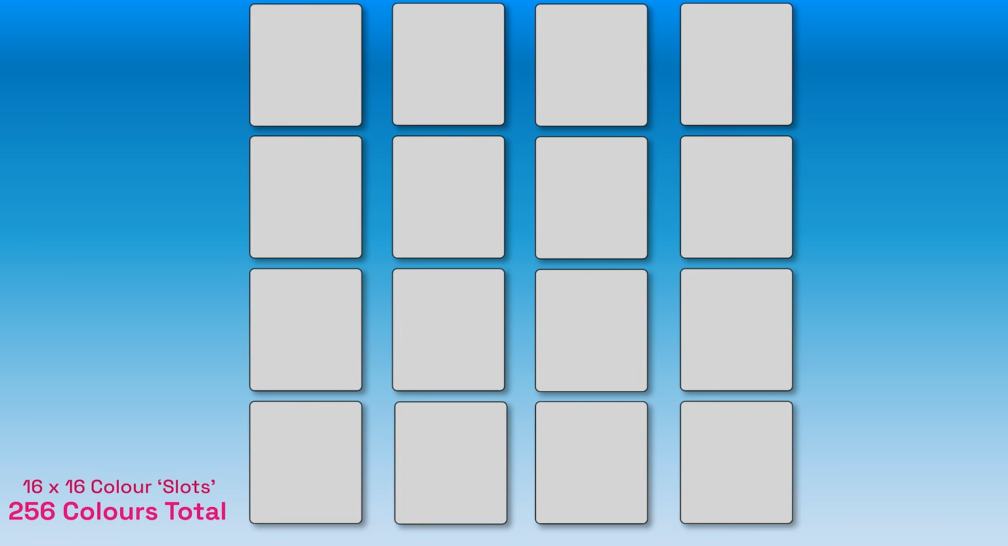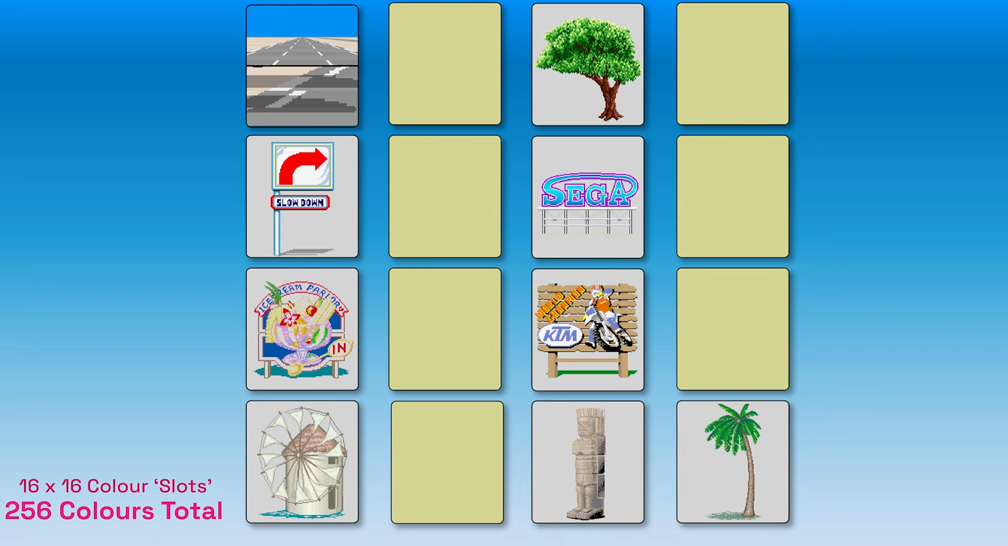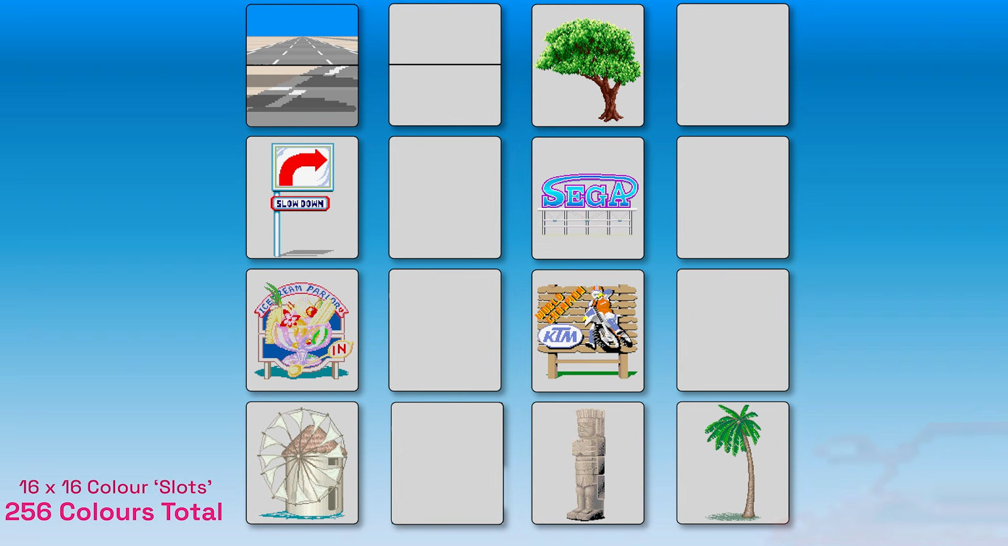So, what other parts of the game are colour hungry? Well, there are a number of static slots that don't get reallocated dynamically in the same way as the scenery ones do. By static, I mean that they are reserved for particular uses and largely remain unchanged for the duration of a level or even the game.